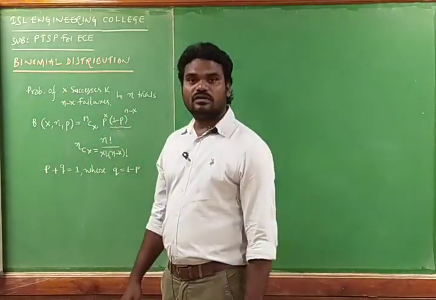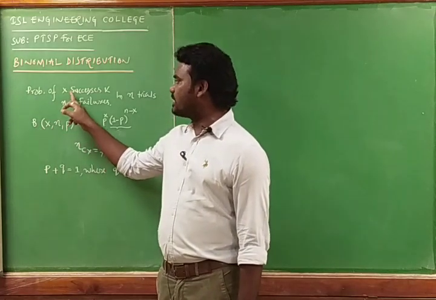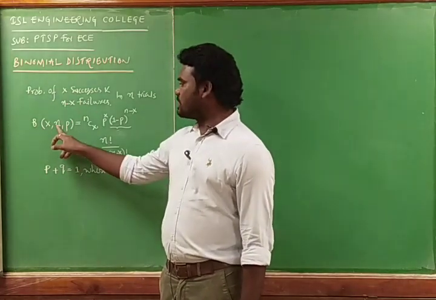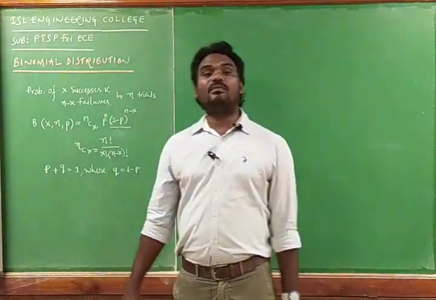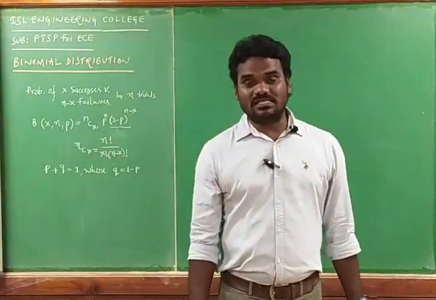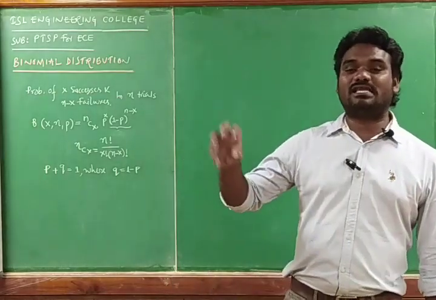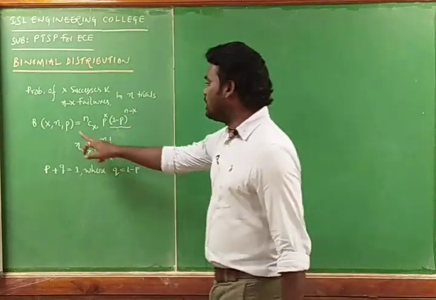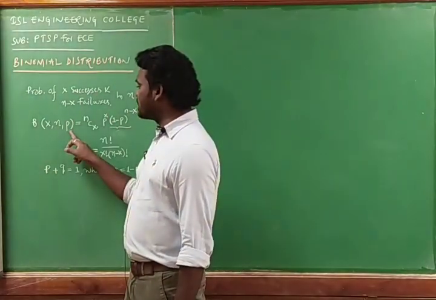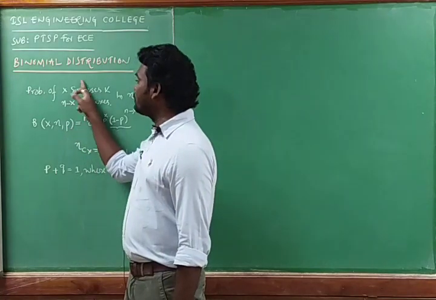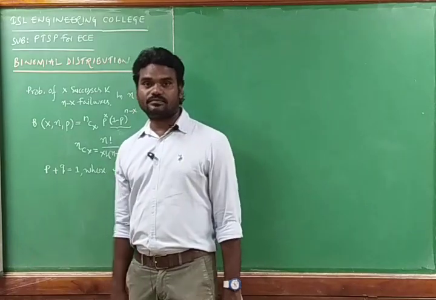So in the binomial distribution of x, x is the number of successes, n is the number of trials, and p is the probability of that success. Here we are having x successes, and p is the probability of those successes, that is p of x.